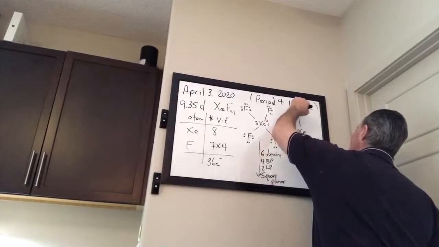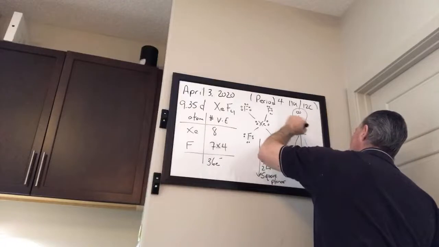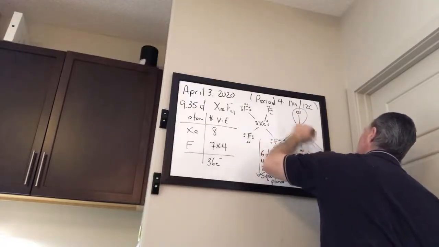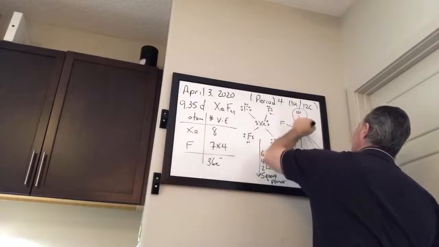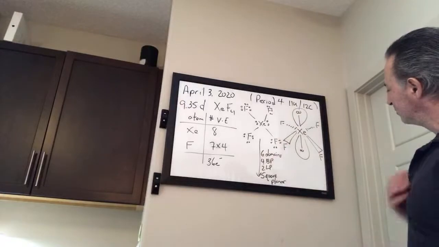So one lone pair goes up, one lone pair goes down, and you got 2 fluorine atoms coming out at you, and 2 of them going behind the plane of the board. And that's what square planar looks like.